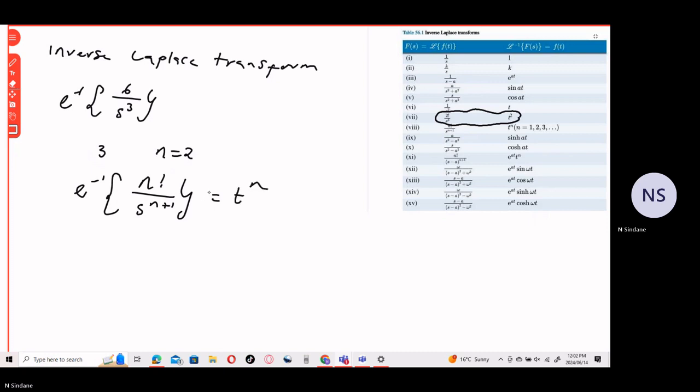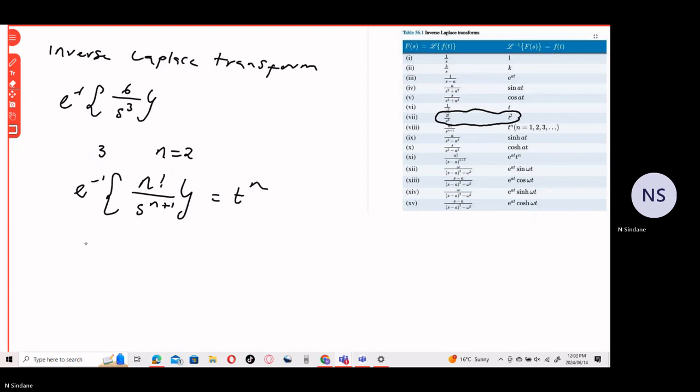Right? That is equal to t to the power n. So in this case, if you look at this, how can I change that? How can I make sure that I have 2 here? Because I can see that the value of the power of s is 3. It means the value of n is that.